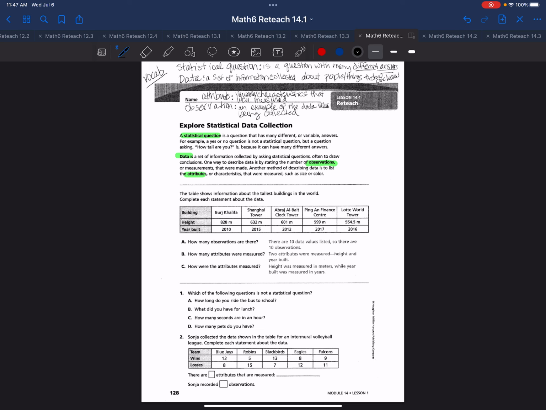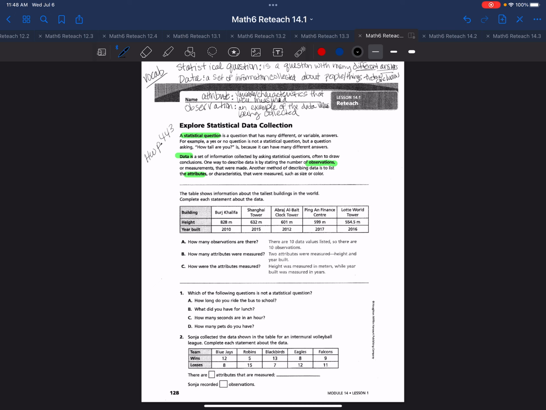If you want to look at more examples like this, please look at your homework on page 443 in your student workbook. I encourage you to pause this video at any time, complete these problems on your own first, and then go back and watch the video.